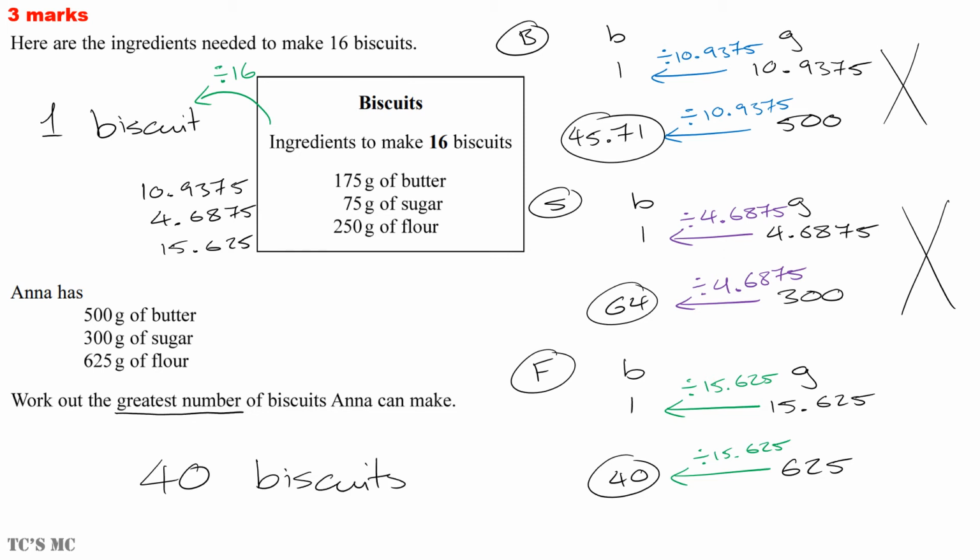For the second mark, we need to have all of these calculations to see the number of biscuits that can be made. And for the third mark, we need to say 40 biscuits.